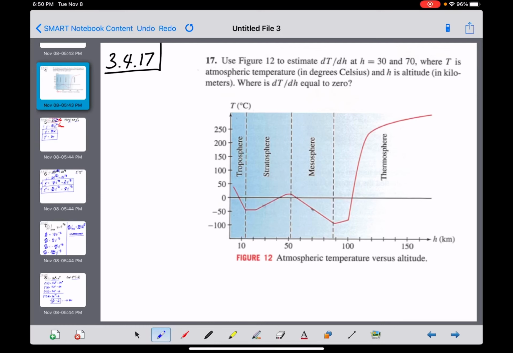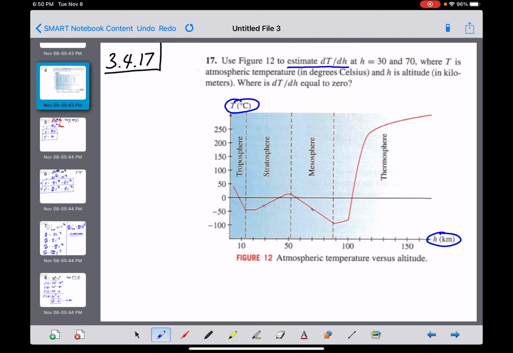Number 17 is kind of taking us back to some stuff we were doing earlier in Chapter 3. We're being asked to estimate a derivative right here, dt/dh. Now, the variables might be throwing you a little bit, but t is on our vertical axis where y normally goes. That would be our dependent variable. And then down here, the horizontal axis is h. So what they're really asking us to do for dt/dh is basically similar to dy/dx.